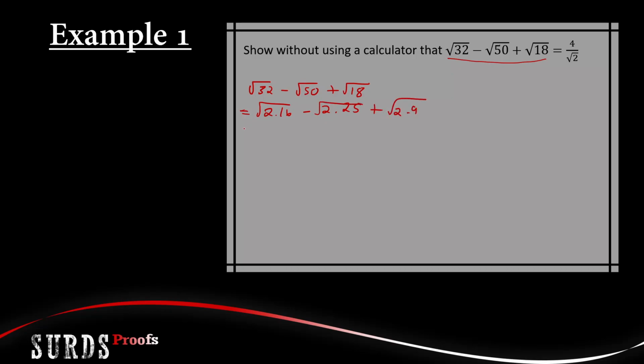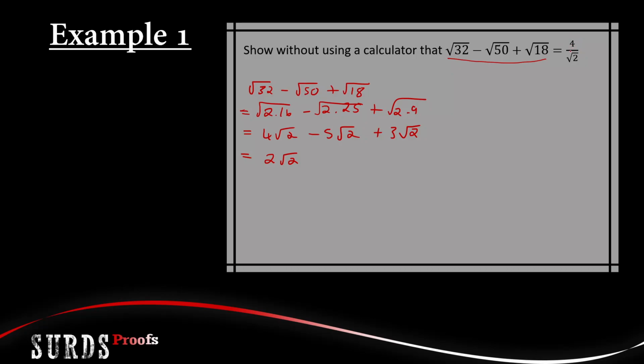Okay, and then the perfect square is going to come out. This is then 4 square root of 2 minus 5 square root of 2 plus 3 square root of 2. These are then like terms, which we can add and subtract. 4 minus 5 is minus 1 plus 3 is 2, so 2 square root of 2. Alright, now this is simplified, but it still doesn't look like this side.